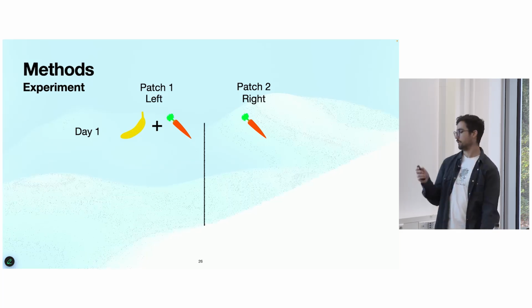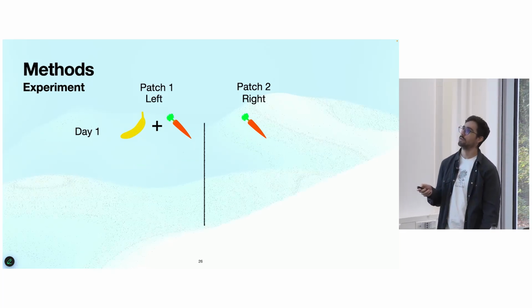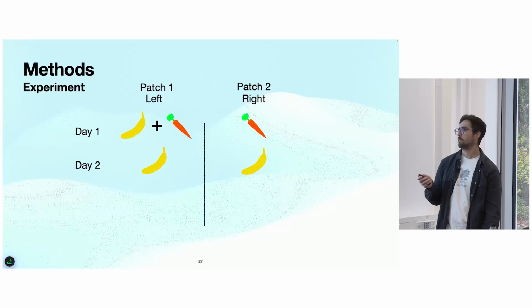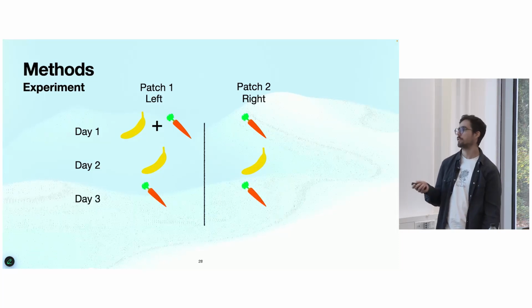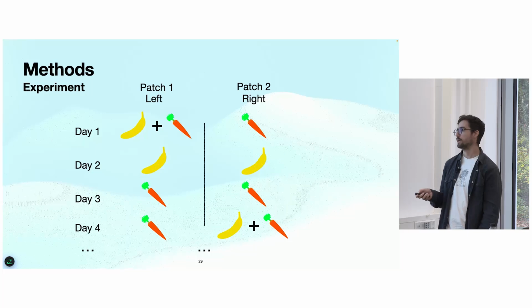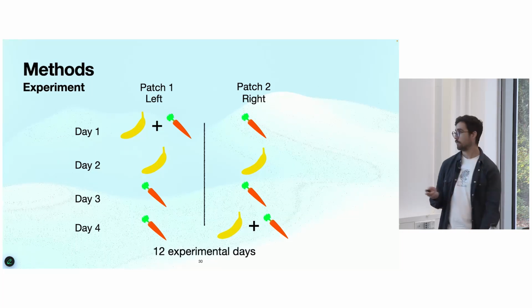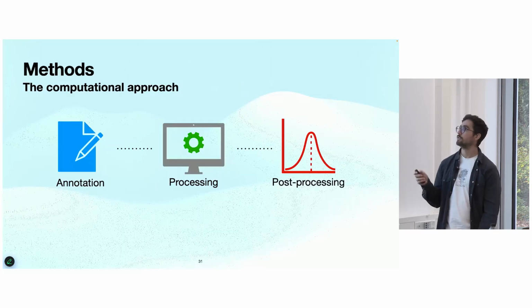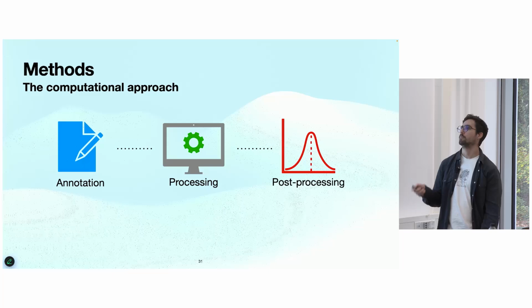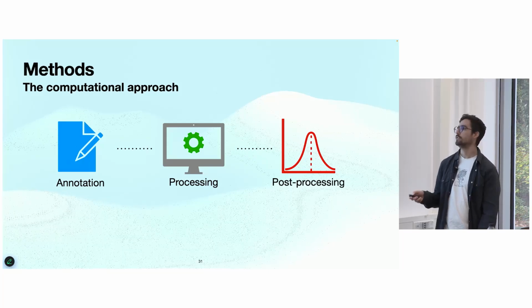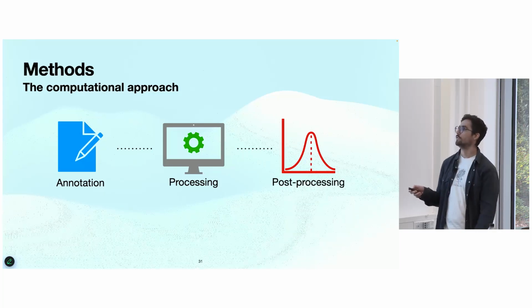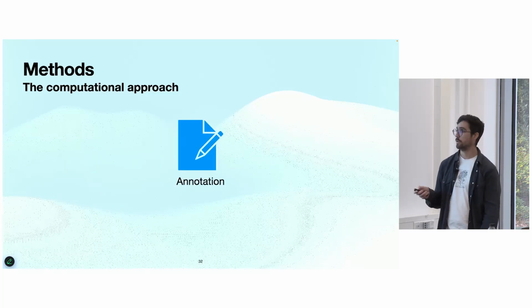So let's say that on day number 1, we have a mix between banana and carrot in the patch on the left, and just carrot in the patch on the right. And then day number 2, we have banana and banana, carrot and carrot, and carrot and banana, and so on. So with that, we have 12 experimental days. Okay? So the computational approach, I split up once more into annotation, processing, and post-processing. Okay? I'm gonna explain each stage of that. Begin with annotation.